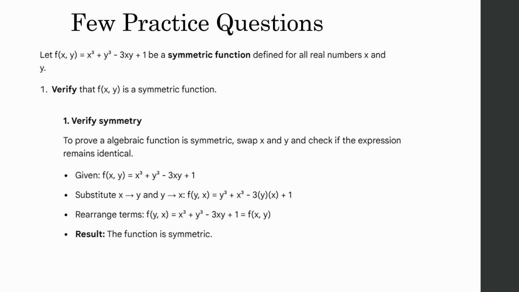If you rearrange it, then f of y comma x equals x cube plus y cube minus 3xy plus 1, which is equal to f of x comma y. So this function is symmetric.